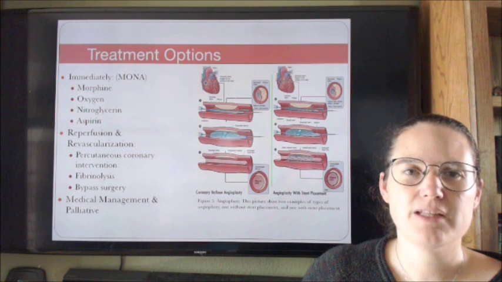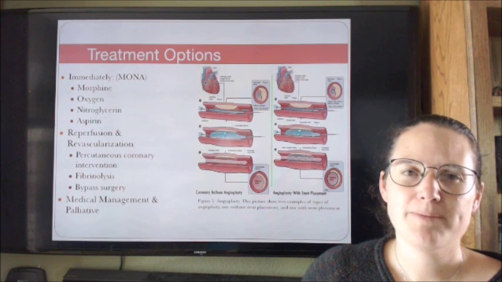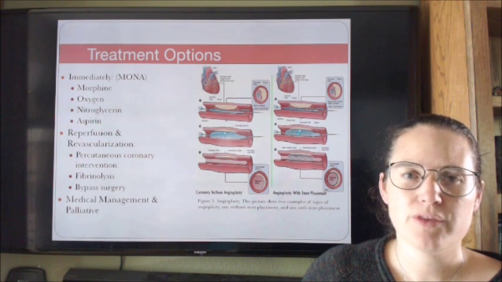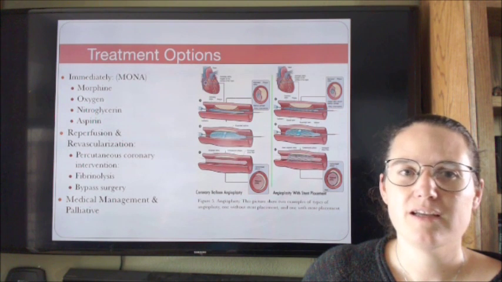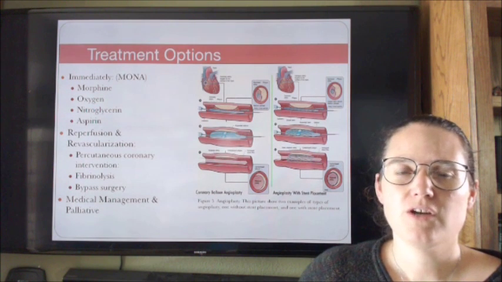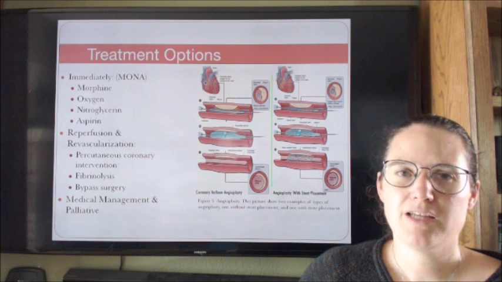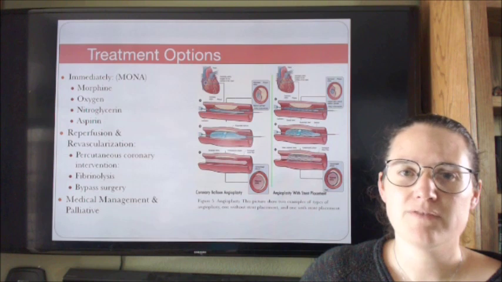Fibrinolysis is typically a medication that is used to help bust the clot. And then finally, bypass surgery is a surgery where they go in and bypass the clot with a vessel from somewhere else in your body to provide blood going around the blockage. There is also the option for medical management and palliative care for those patients who do not qualify for intervention or are not stable enough to receive intervention.